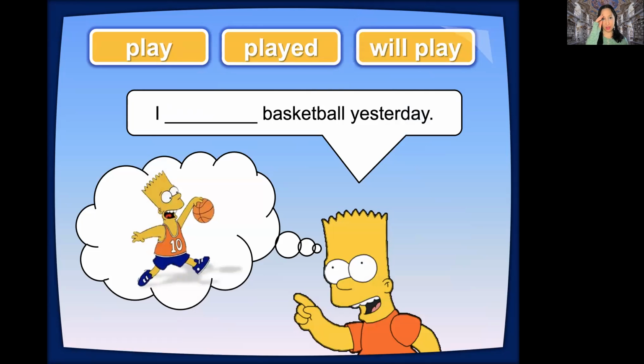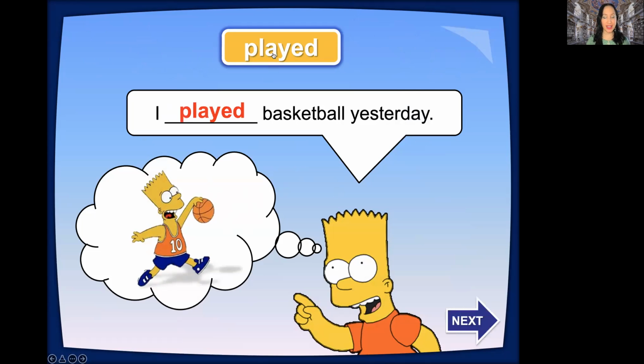Okay, now, what is this a picture of? You're thinking, right? You're thinking. I blank basketball yesterday. I play basketball yesterday. I played basketball yesterday. I will play basketball yesterday. Now, you're thinking about it, but here's the hint. Yesterday. So what verb tense would that be? That's correct. It happened in the past.